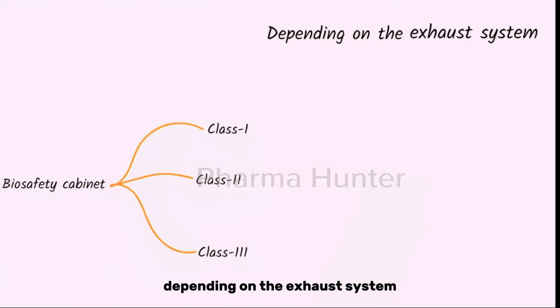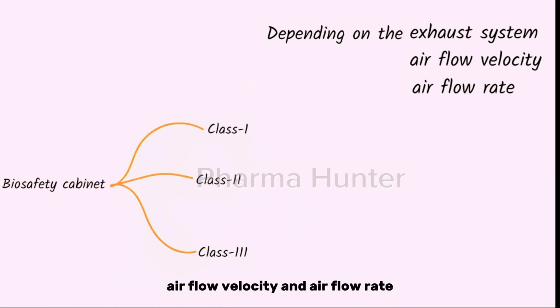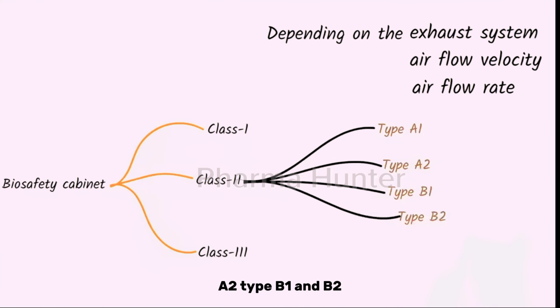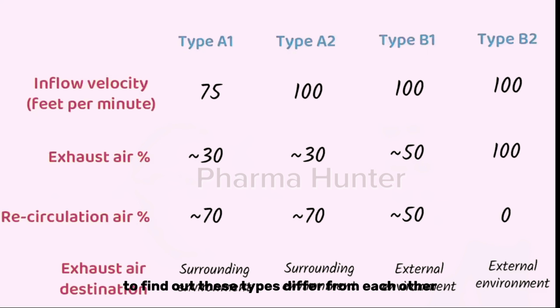Depending on the exhaust system, airflow velocity, and airflow rate, the Class 2 biosafety cabinets are further classified as Type A1, A2, Type B1 and B2. Look at this table to find how these types differ from each other. The most widely used cabinets belong to the Type A2 of Class 2.